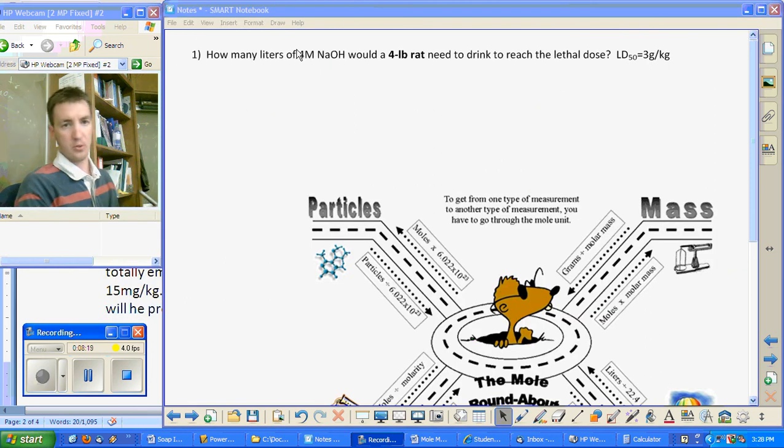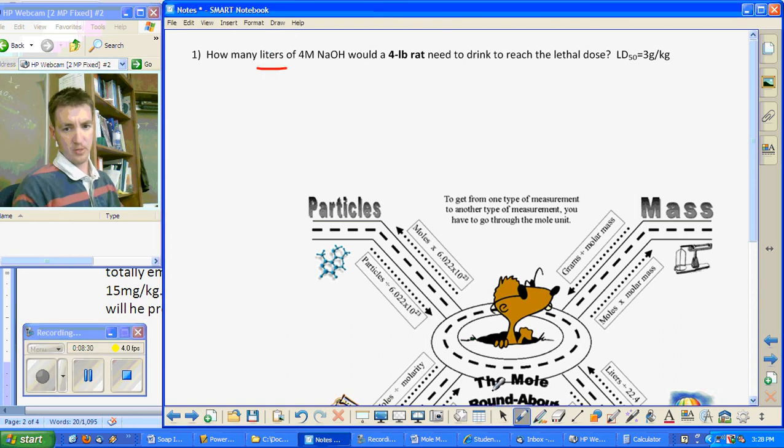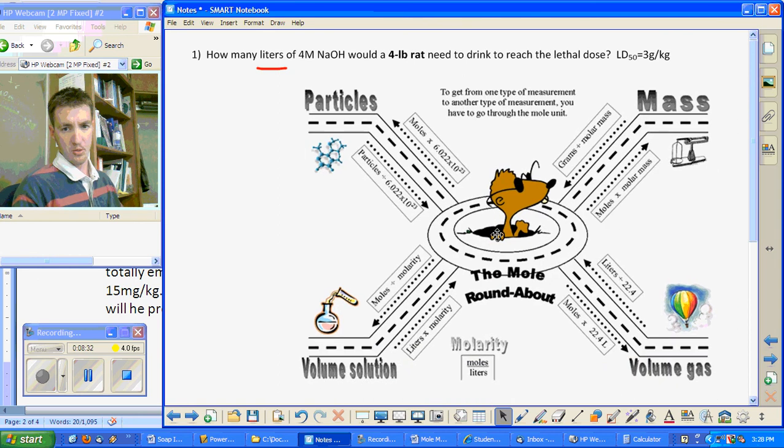Alright, so for this last one I'm going over on the worksheet, it's a lethal dose one. How many liters, so automatically how many liters tells me I'm going to end up on this one down there. How many liters of 4 molar NaOH would a 4-pound rat need to drink to reach the lethal dose? The idea of lethal dose is every kilogram will make it need to eat 3 grams. So already in your head, you just figured out it's going to take 12 grams.